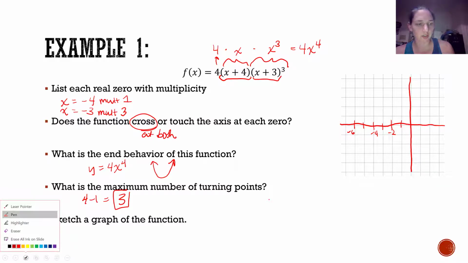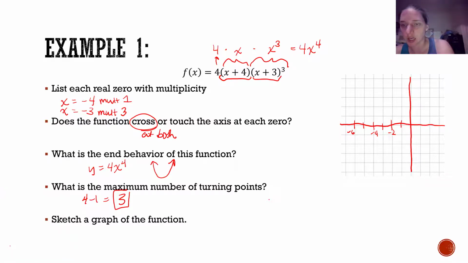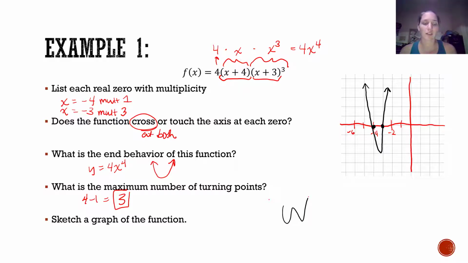We'll change colors so it's easier to tell. We have a dot at -4 and a dot at -3, and we know the end behavior is up and up. So this graph should look something like that. Now, is that perfect? No. Maybe it does some more of that W-ness right in the middle. We don't know. We haven't looked at it.